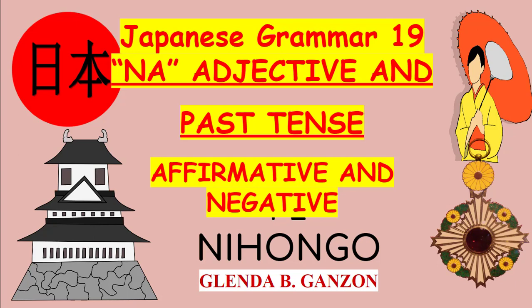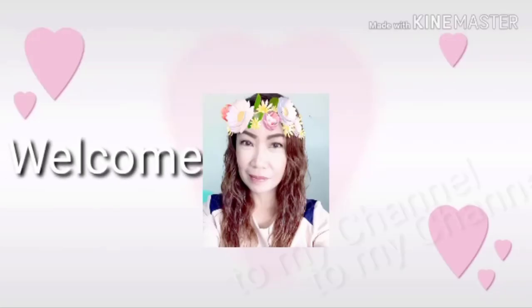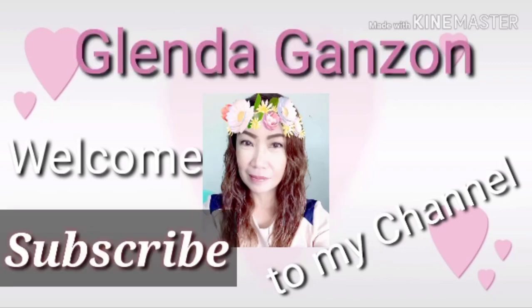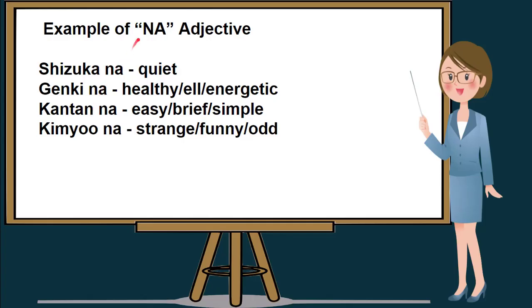And for today's lesson, I'm going to be teaching you how to use past tense affirmative and negative na adjectives in constructing Nihongo sentences. Some examples of na adjectives are Shizuka na, which means quiet, Genki na, which means healthy, well or energetic, Kantan na, which means easy, brief or simple, and Kimyoo na, which means strange, funny, or odd.